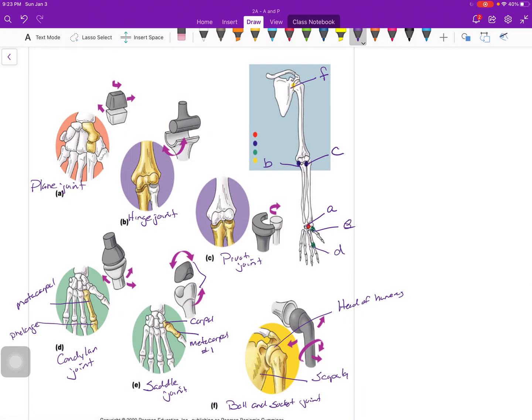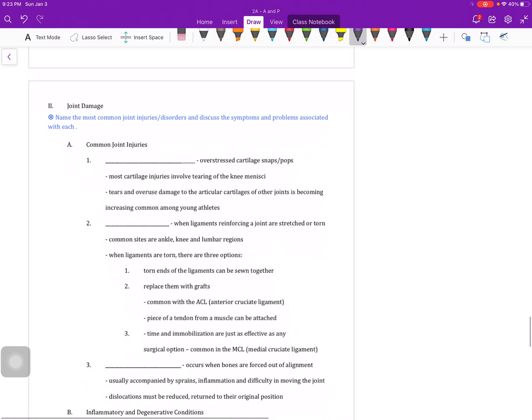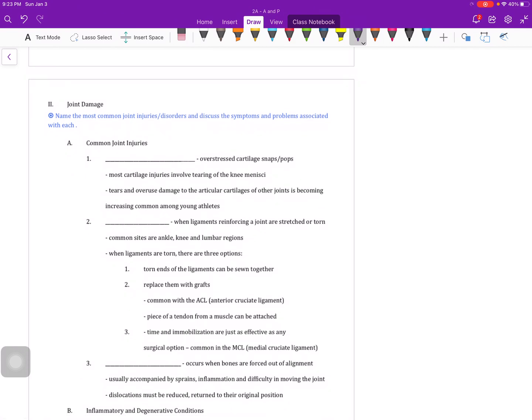Notice that B and C, how they work together. You have the head of the humerus here, and you have your ulna and your radius. You have the same thing going here, humerus, ulna, radius. All right, and then let's talk a little bit about joint damage and some injuries.